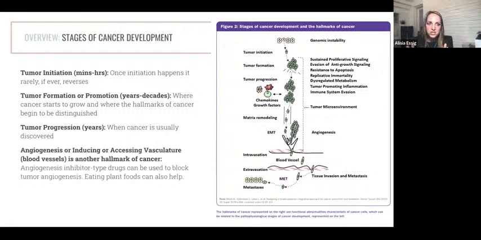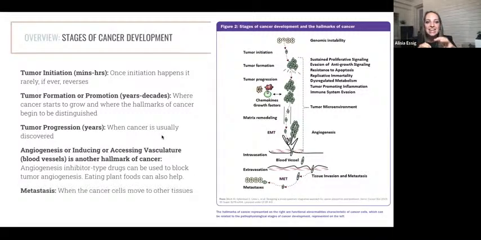Now, I'm going to talk about angiogenesis and why what you eat matters in tumor formation. Because angiogenesis is when blood vessels form around cancer, around the tumors. Because cancer, just like anything else, needs nutrients to grow. And it's going to basically tell your body to form blood vessels around it so that it can get nutrients.